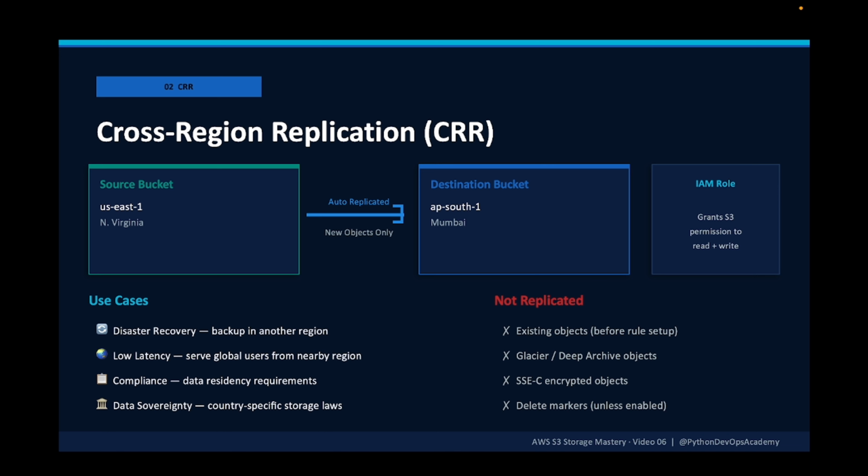And what is the use case? The use cases are disaster recovery, global users accessing with low latency, and compliance and data law, so we have to store the bucket in a particular region. And data sovereignty means you have to store the data in a particular region as well.